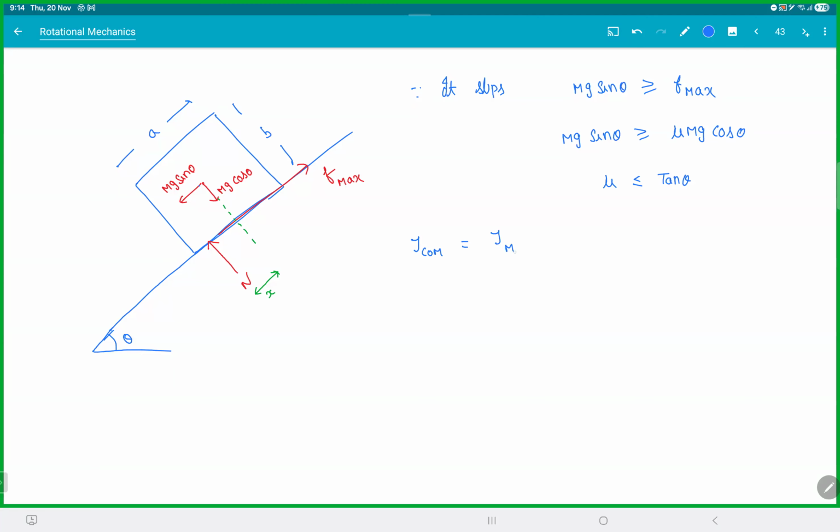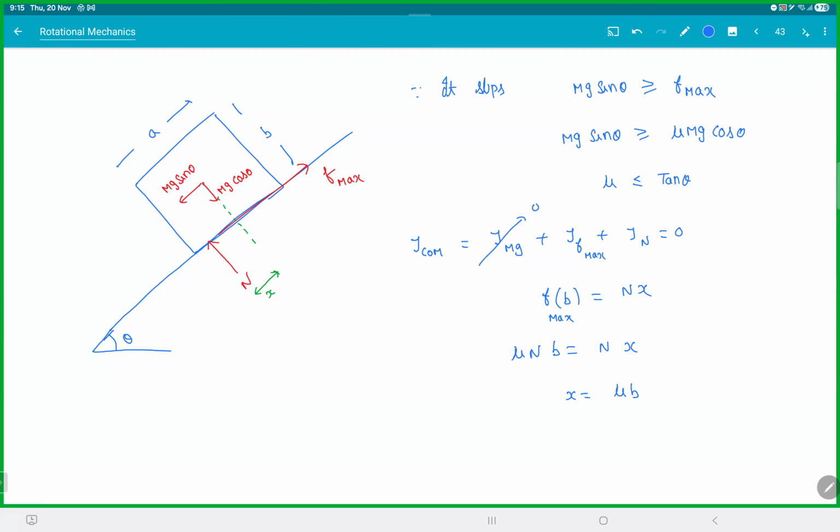That will be torque due to mg, torque due to f max, torque due to n must be 0, and mg is anyway 0. Torque of f will be f into b, which must be equal to the torque of n, which will be n into x. But what is f max? F max is mu mg cos theta only, mu into n. This is n into x. So n gets cancelled. We get x is equal to mu b.